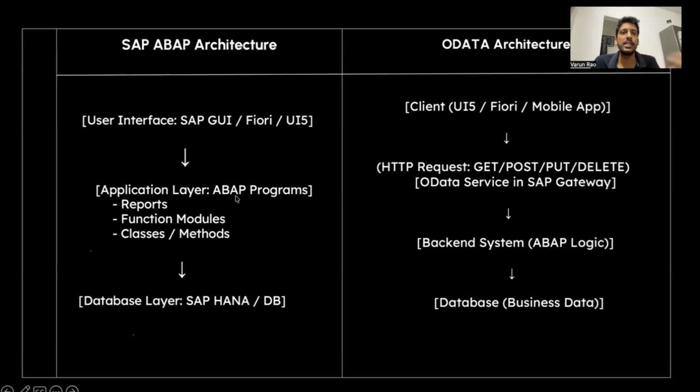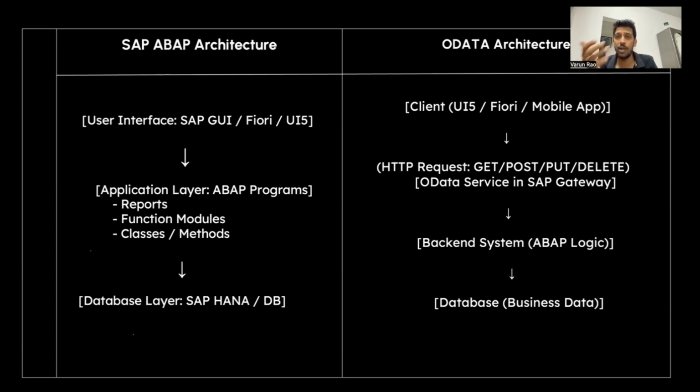Now, talking of the SAP ABAP architecture, this is a bit important for us. Here, if you can see in the SAP ABAP architecture, you have the user interface, which is GUI, or the Fiori or UI5. This is the first part where the developer looks at the screen, and then there is the application layer where the developer works, and then there is a database layer where the information goes and gets stored.